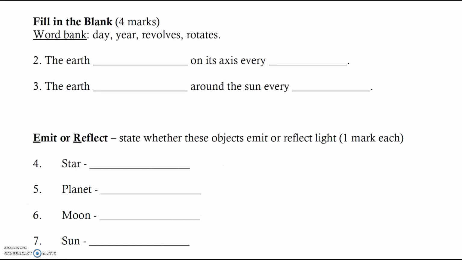Fill in the blank for 4 marks using the word bank: day, year, revolves, rotates. Number 2, the Earth blank on its axis every blank. And number 3, the Earth blank around the Sun every blank. So take a minute to fill in the blanks with these words and resume when you're ready.